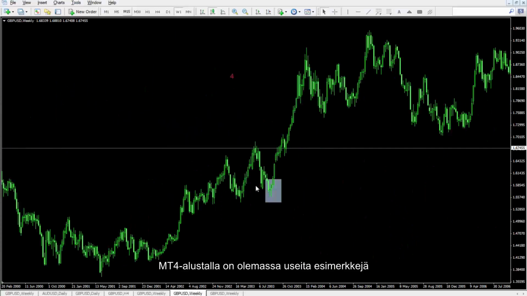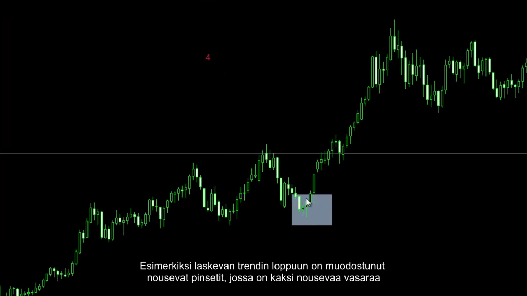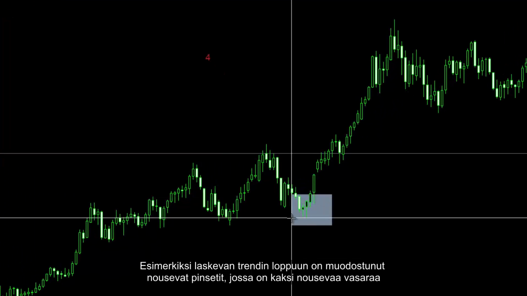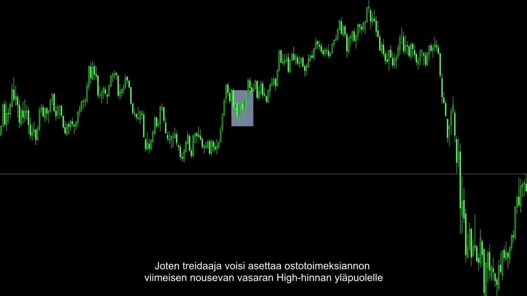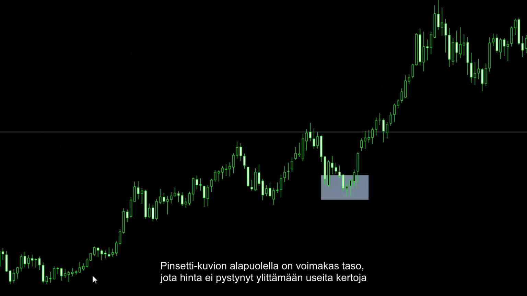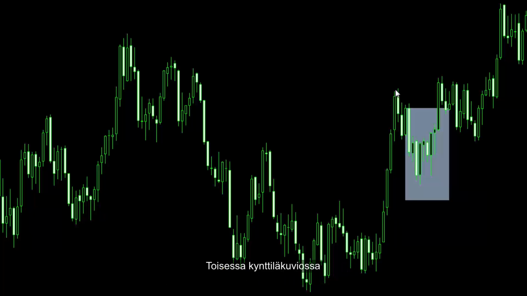There are several examples on the MetaTrader 4 platform. For instance, at the end of a downward trend, bullish tweezers with two bullish hammers have formed. Thus, a trader could place a buy order over the high price of the last bullish hammer. There is a powerful level just below the tweezers pattern that price could not cross several times. Another candle pattern, a bullish hammer or hanging man pattern, generated a buy signal.